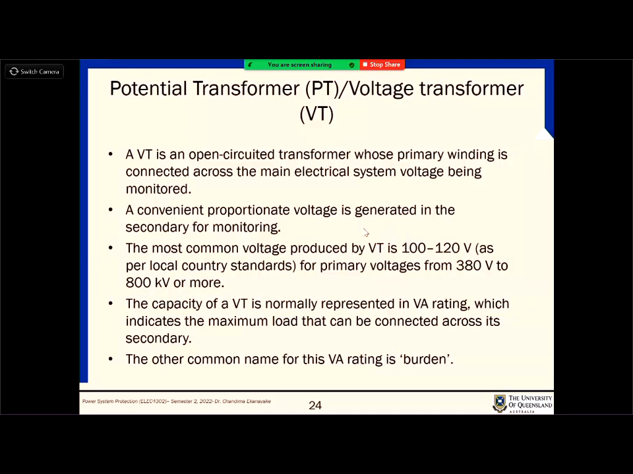And the capacity or the power that the VT can handle is given in the VA ratings, same as CTs. Probably you can remember the VAs for a CT, but typically the VA rating of a VT is higher than the CTs. So based on the VA rating, we have to decide what sort of load we can connect across the secondary, right? And another name for the VA rating is burden. We discussed these things in the previous section in detail.